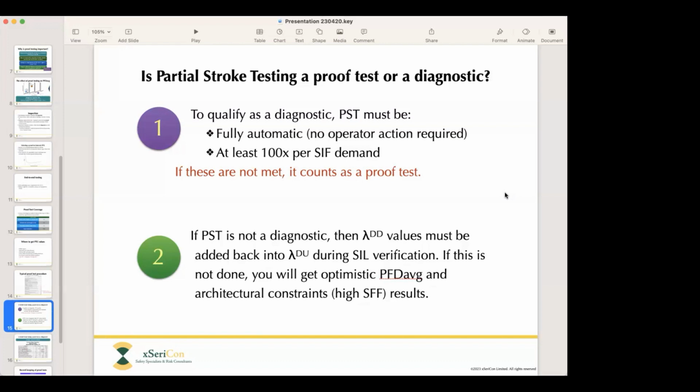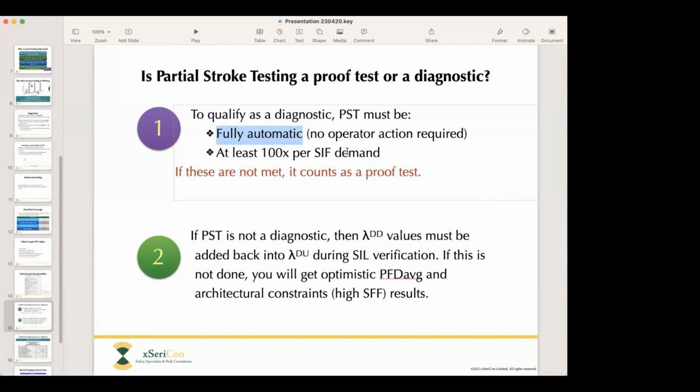But let's be careful about the rules for what a diagnostic really means. If we want to count any kind of test as a diagnostic, then two things must apply. First of all, the test must be completely automated. It must not be on demand by the operator. It must not rely on the operator or on any other maintenance personnel in any way. It must be completely automatic, with no human intervention required.